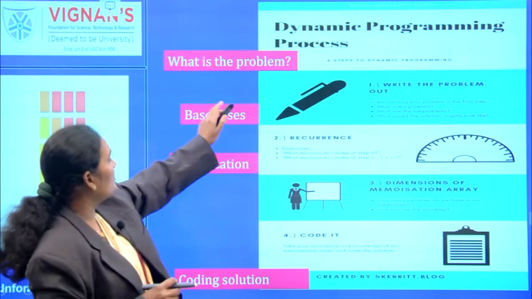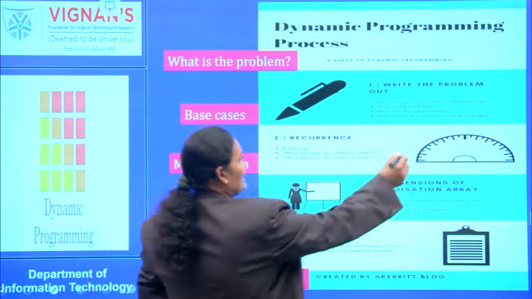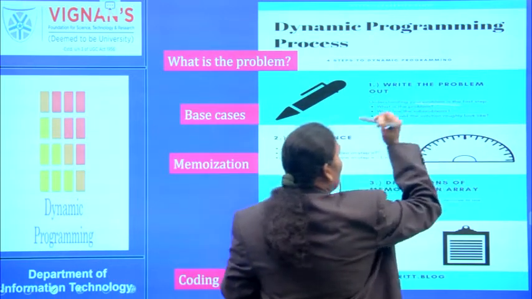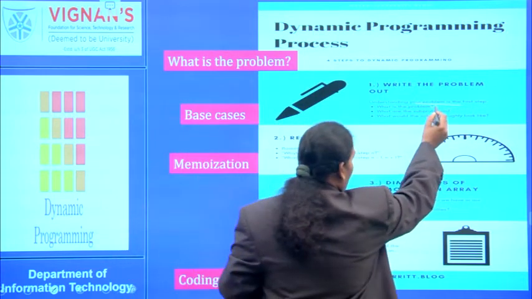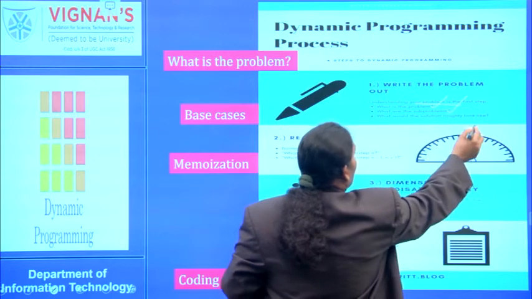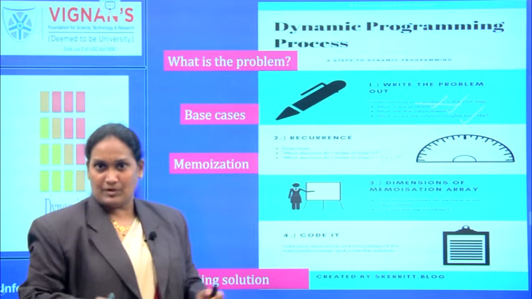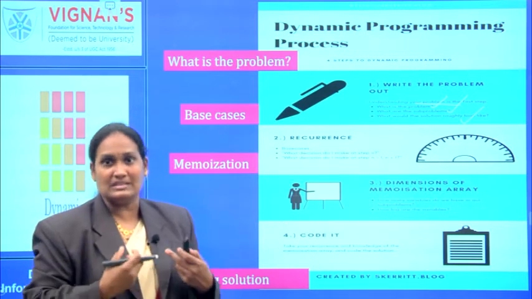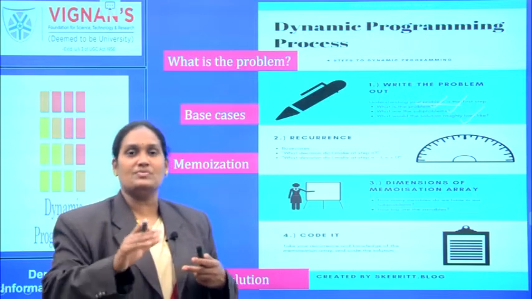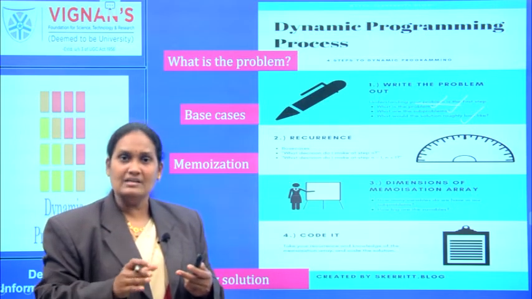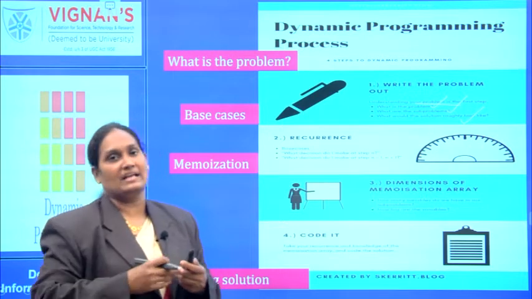Now, what is the problem? What are we going to do in that step? In that step, we are understanding the given problem. What is the problem? What are the subproblems? What would the solution roughly look like? We need to clearly understand the given problem, and we need to figure out what the subproblems for the given problem may be and how our solution looks.